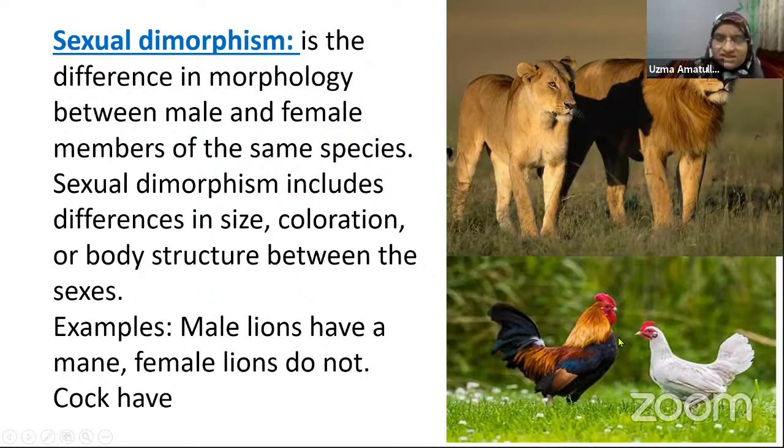They belong to the same species. The male and the female are different here. So how is the difference? Sexual dimorphism includes differences in size, coloration, or body structure between the sexes. For example, the male lion has a mane. You can see this hair here on the male lion, on the face, this fur, that is called a mane. So the male has a mane and the female does not.